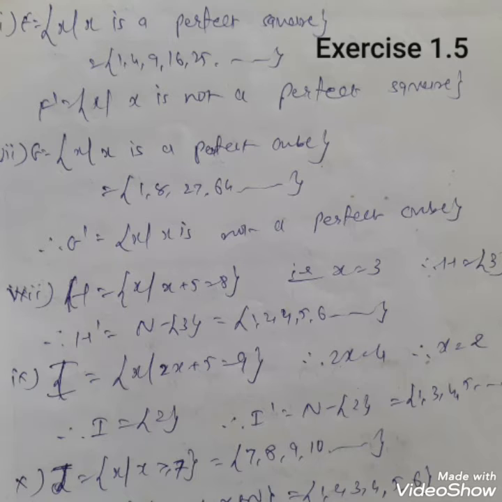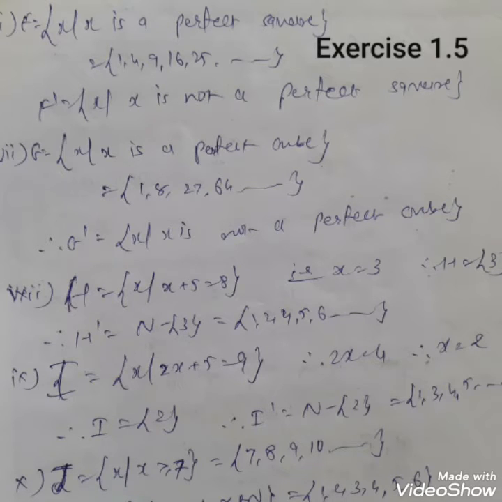Similarly, I equals x such that 2x plus 5 is 9. Again we solve this equation, then 2x will be 4, so x equals 2. It means I contains only one element, that is I equals 2. So I dash will be 1, 3, 4, 5, 6, 7, 8, 9 up to infinite.